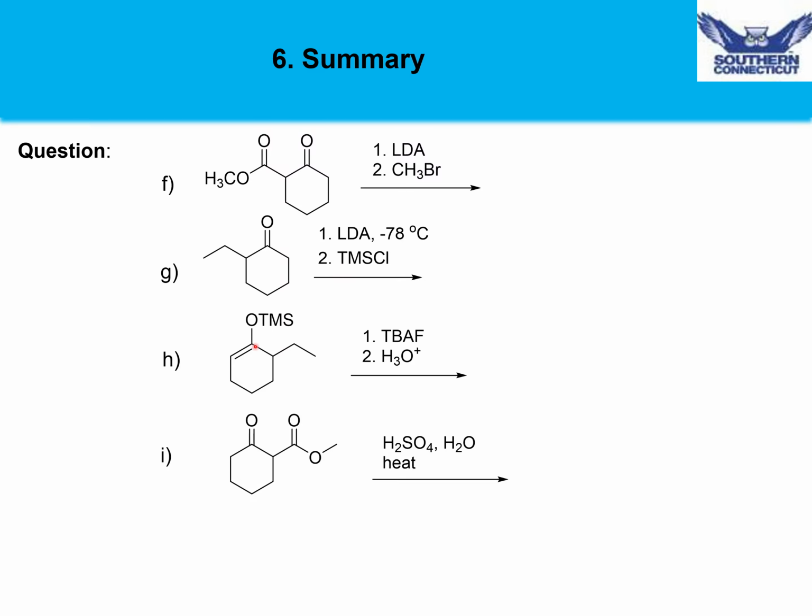In this third reaction, we're going to use a silyl protected enol, react it with TBAF, followed by aqueous acid. And then lastly, we're going to have this beta ketoester, and we're going to add sulfuric acid, water, and heat it up.